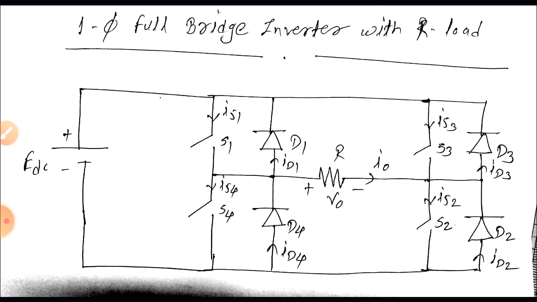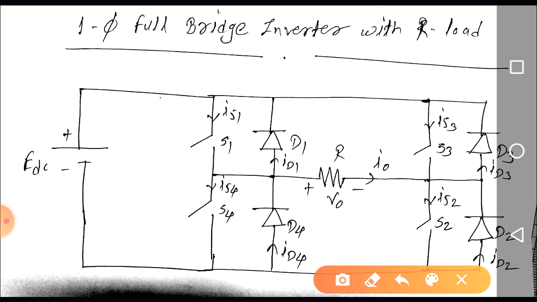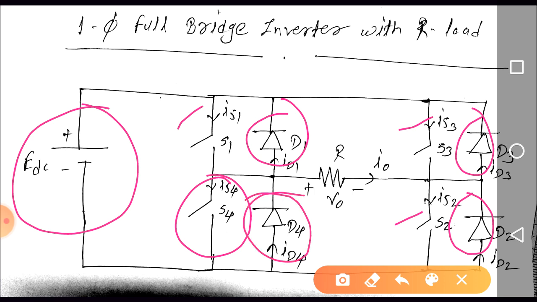Here is the circuitry for the single phase full bridge inverter. As this is an inverter, the input is EDC. We are using 4 switches, S1, S2, S3 and S4. Across each switch a diode is connected in anti-parallel: across S1 diode D1, across S2 D2, across S3 D3, and across S4 D4. Here we consider the load to be purely resistive.